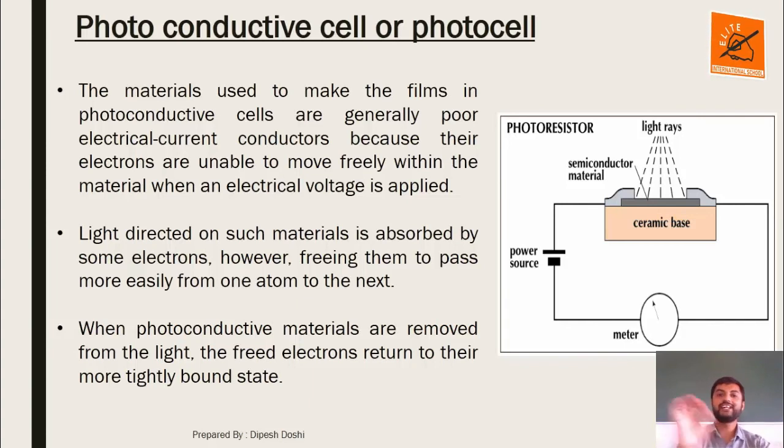Whenever electrons move, you get electrical voltage. So here I can tell you that this type of materials, whenever exposed to light rays, start emitting electrons, and we can get a flow of current.